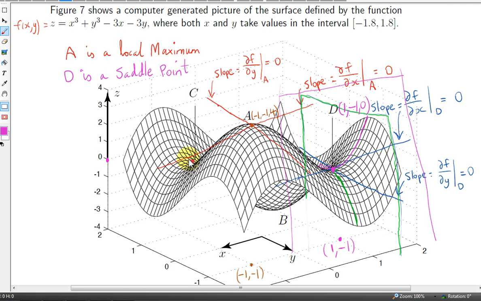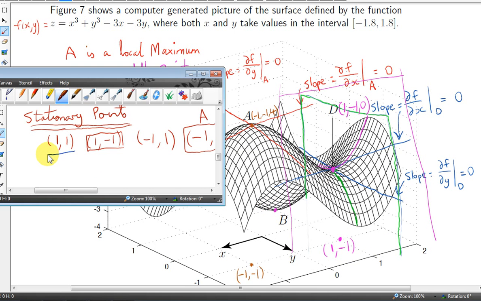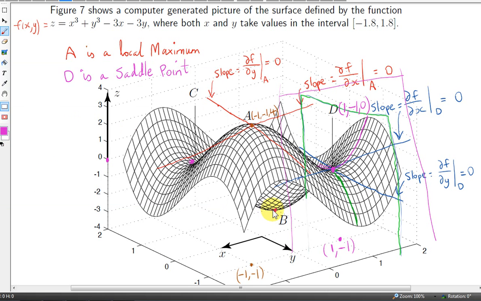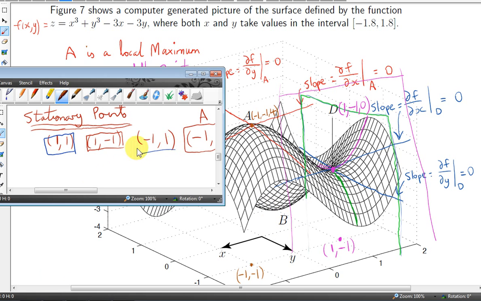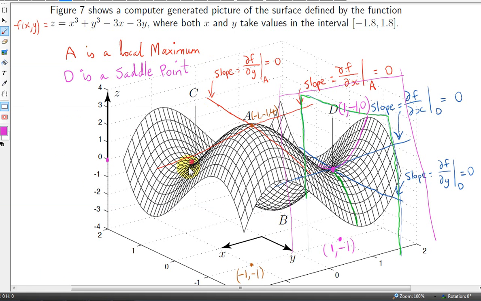Now C is another saddle point, and there appears to be a local minimum further in here. The local minimum appears to be this point here, with x and y coordinates 1, 1. Okay, and then you just plug 1 in for x and 1 in for y to get the z value. I won't bother doing that. But as for C, C has coordinates -1, 1. X is -1. Y is +1.